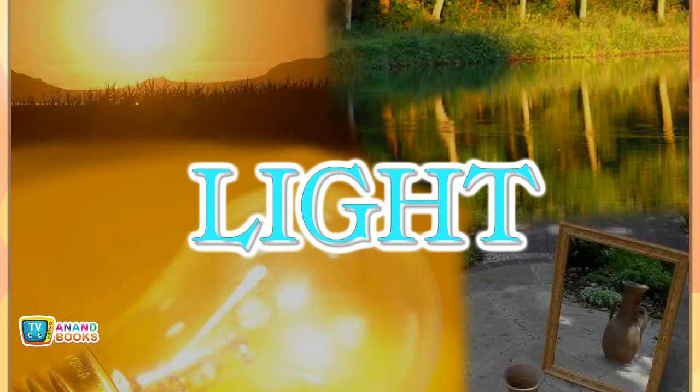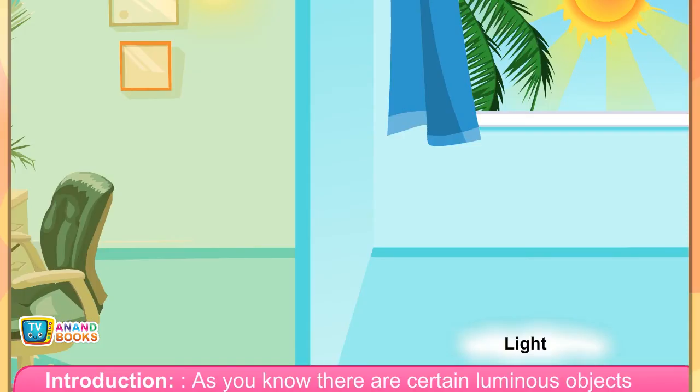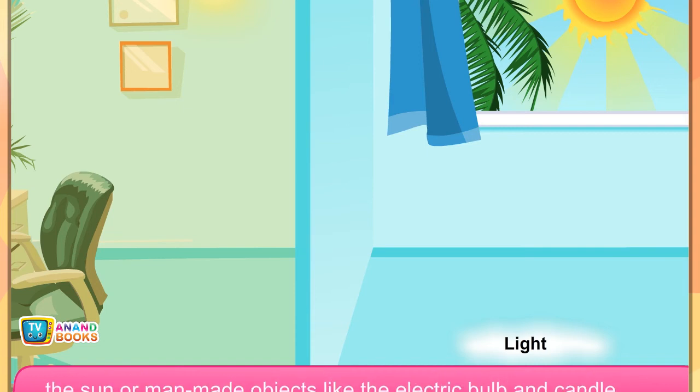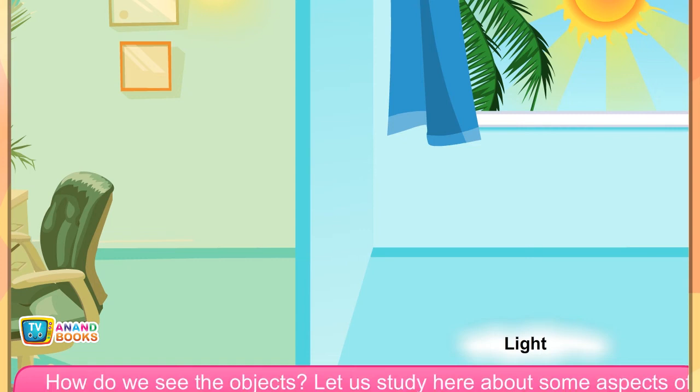Chapter 14. Light. Introduction. As you know, there are certain luminous objects which give out light on their own. These may be natural objects like the sun or man-made objects like the electric bulb and candle. How do we see the objects? Let us study here about some aspects of light.